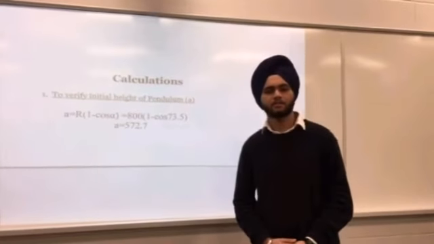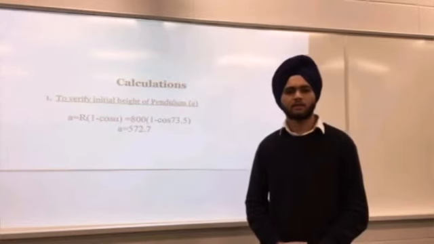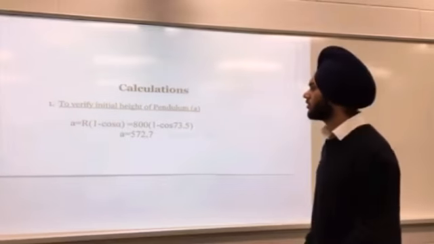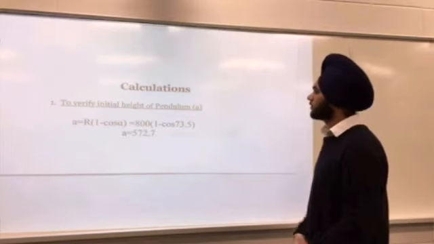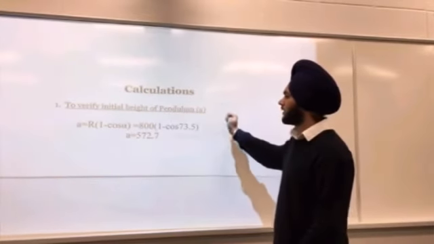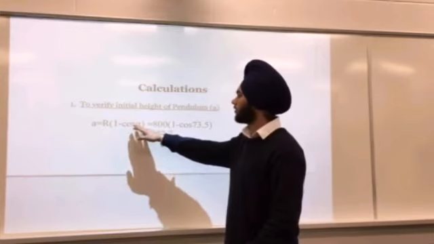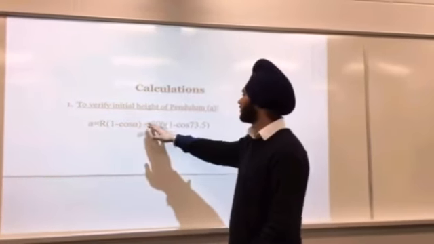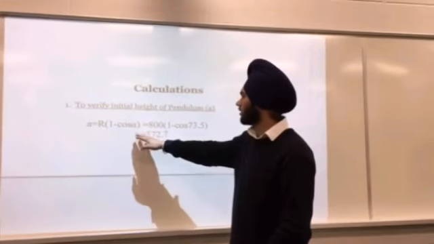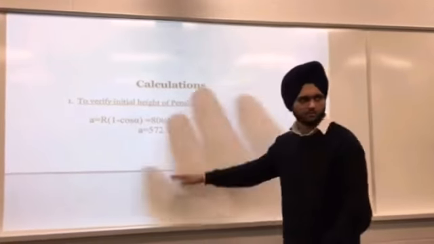Hi, it's Jashandeep Singh. I just explained the experiment procedure and the data part. Now I'm going to explain the calculation part. First of all, we are going to verify the initial height of the pendulum. In this we are given the radius of the pendulum and cos alpha. Alpha is the initial angle, and we are given the value 73.5 degrees, and we calculated the initial height as 572.7 millimeters.